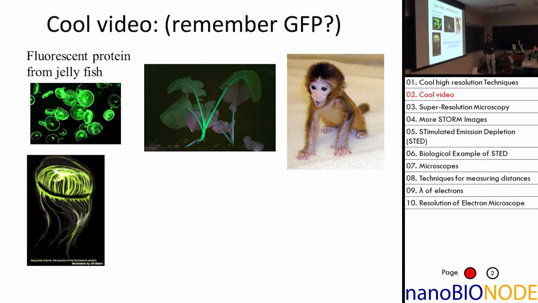This is cool. Remember we talked about green fluorescent protein, a protein that will glow green, and that initially was found in jellyfish, and now they've put it in tobacco and even monkey, and I said a mouse is a really good model system.